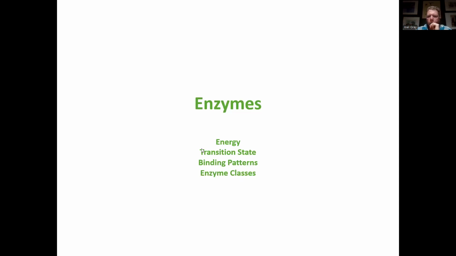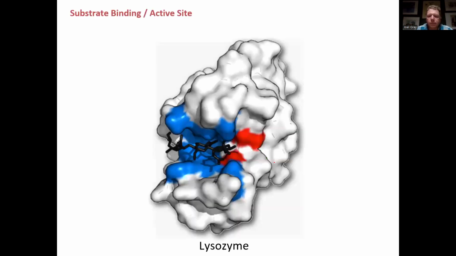All right. So what we're going to be pretty much focusing on here is binding patterns, because we've already talked about transition state, free energy changes, and enzyme classes. Now, let's imagine, if you remember, we talked about this enzyme previously, lysozyme. Lysozyme was an enzyme that's capable of binding the peptidoglycan layer of cell walls. And so what it does is it breaks this polysaccharide.